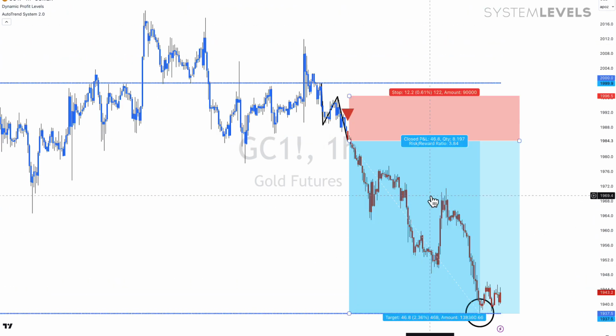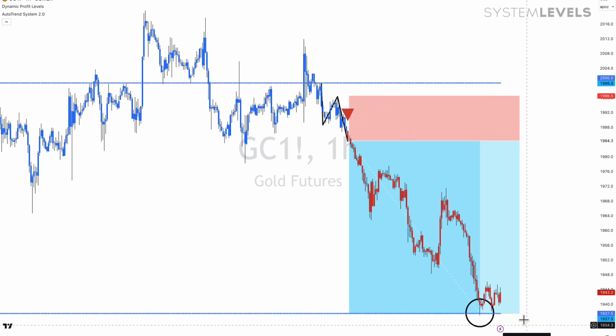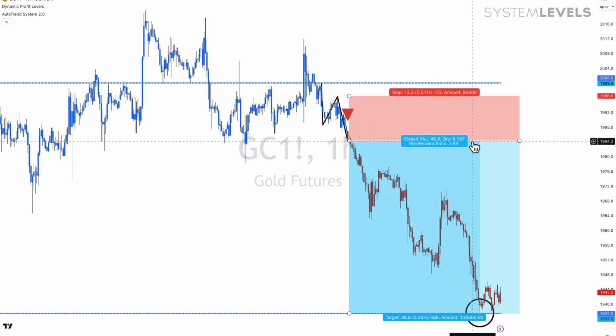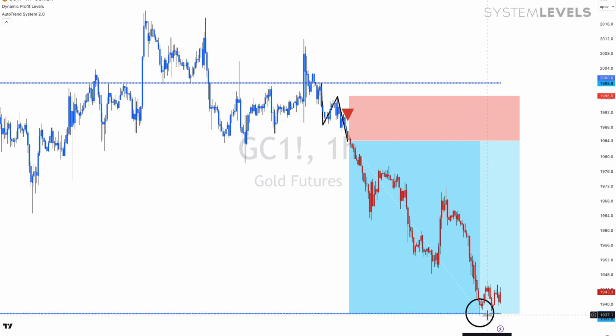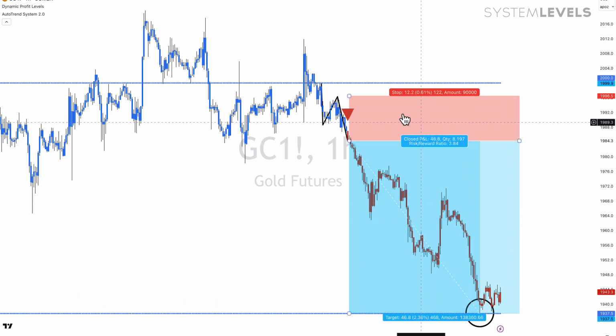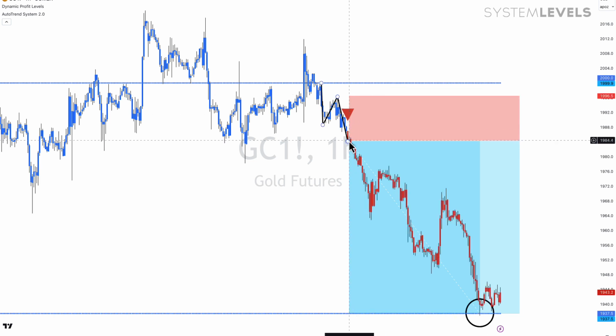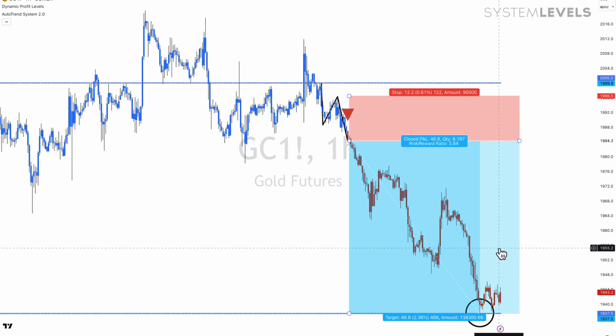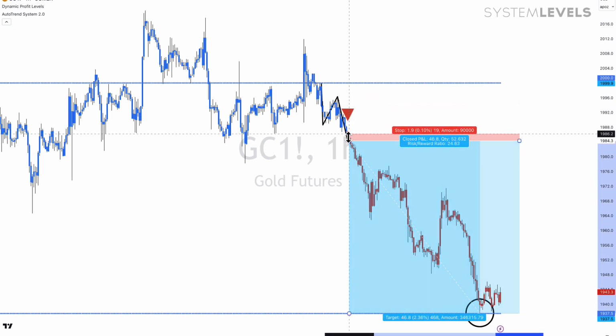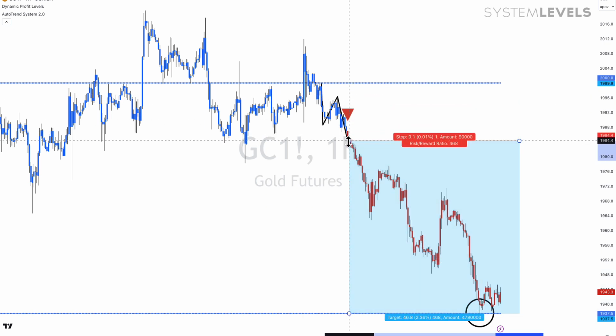But how do I protect my remaining contracts? Well, I do that very simply by moving the stop loss at that point of the remainder of my position to break even. So I'm not only taking profits on half of my position, but I'm also protecting my open position, my remaining contracts, by moving their stop loss to break even. So at that point, I really can't lose on this trade because I have already paid myself and I have completely eliminated the risk by moving to break even for the remainder of my position.